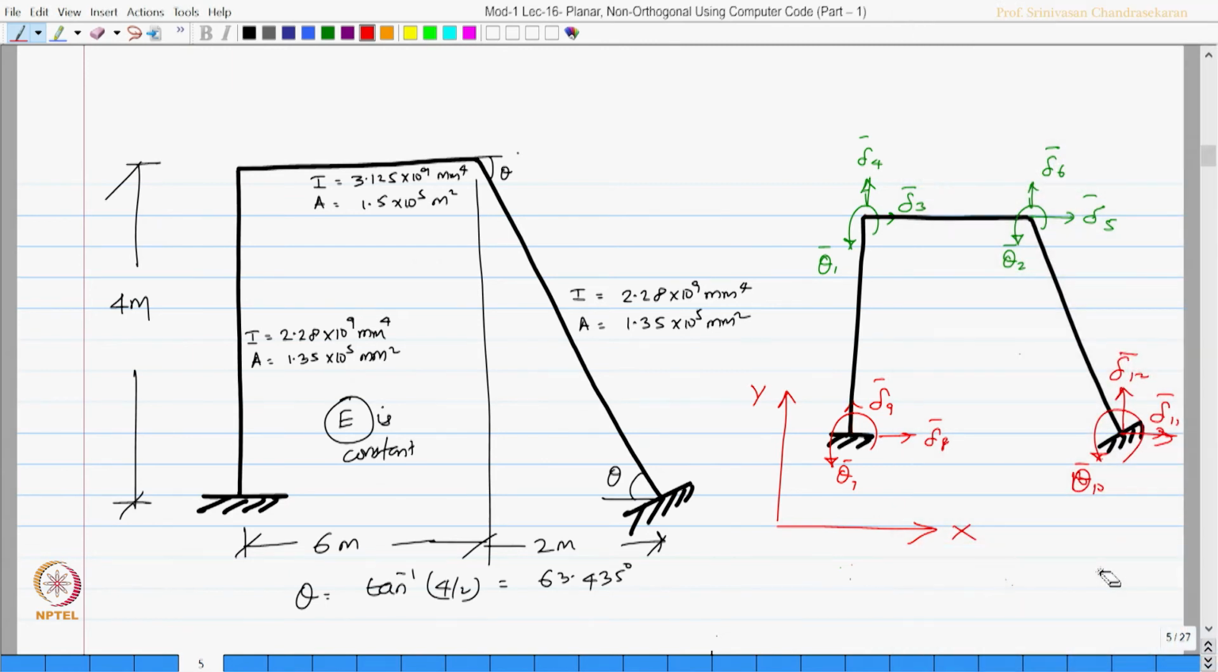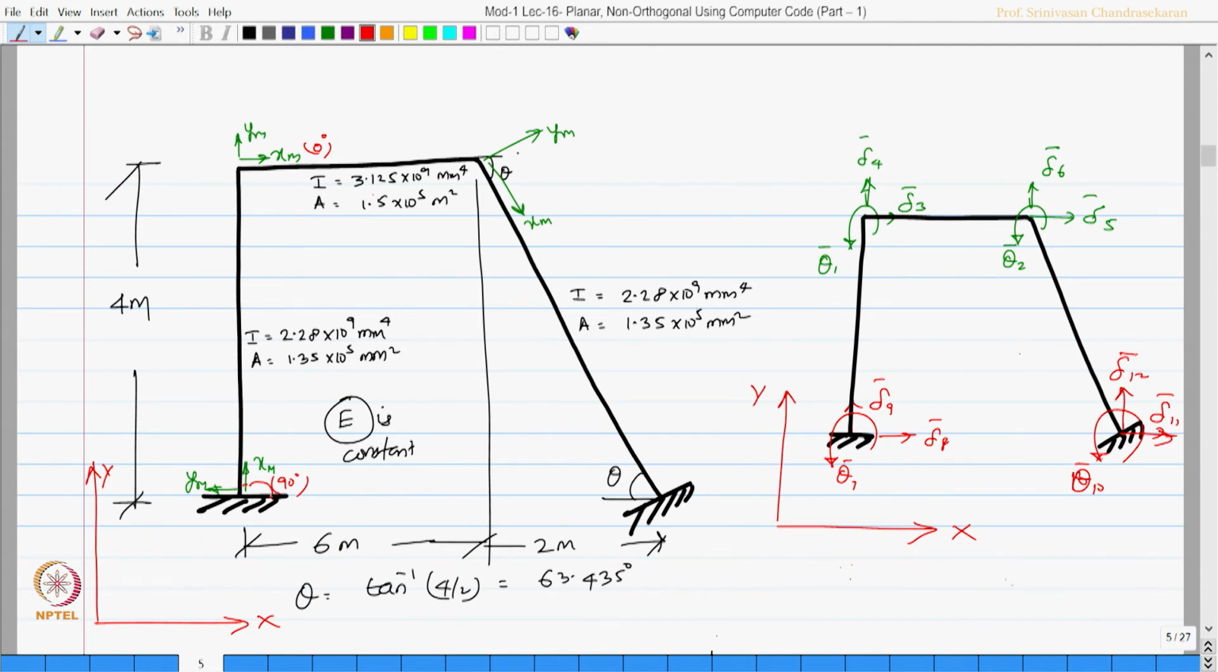And let us now mark the local axis for each member. So, let us say this is my xm and ym for member 1, this is my xm and ym for member 2, and this is my xm and ym for member 3. Now, I would like to know what is the angle of inclination of each member with reference to my global axis x and y. So, for this member this value is 90 degrees, for this member this is 0 degrees, is it not?